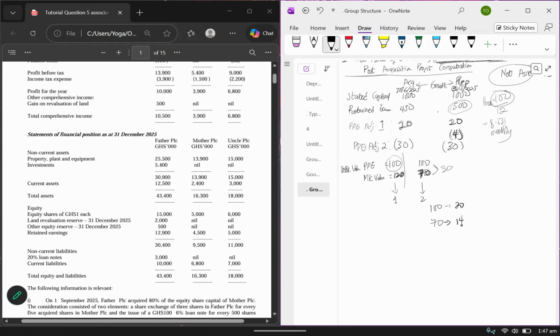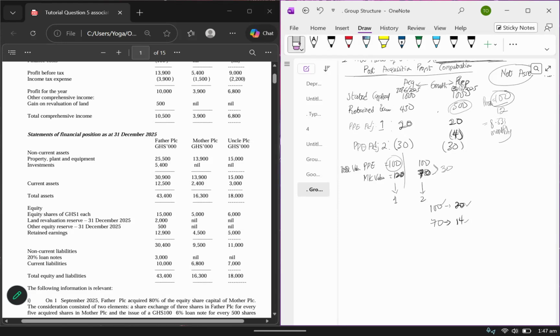Now, you've charged more depreciation than you are supposed to. Because you were using 100 as your book value, you have charged depreciation of 20, but the value of the asset, you are saying that it's supposed to be 70. And with 70, the actual depreciation that you're supposed to charge is 14, but you've charged 20 in your books, meaning this 6 is what? Okay, we need to add it back. You've overstated your depreciation, so we need to add it back.